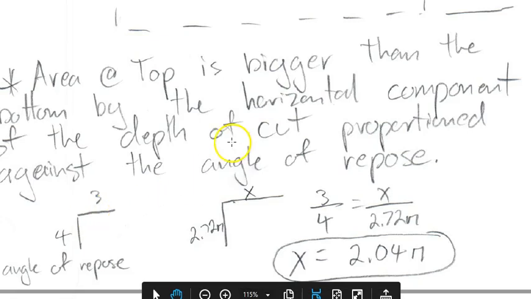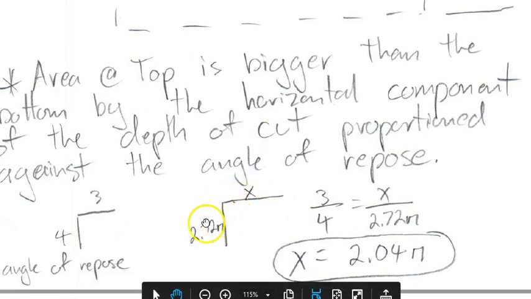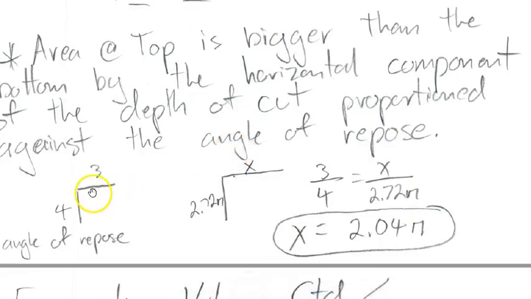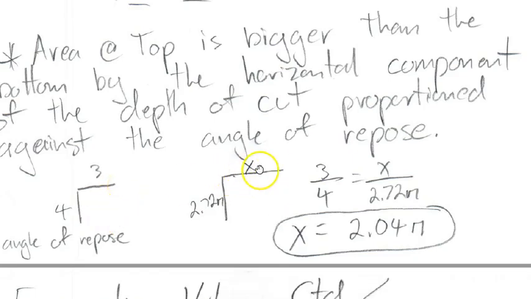So again, our ratio and proportioning comes into play. I'll just read this out for you. The area at the top is bigger than the bottom by the horizontal component of the depth of cut as we proportion it off against our angle of repose. I hope this makes sense. So if you can see here, we can actually proportion these two off just like they would be a triangle. We need to figure out the actual horizontal amount that the top of the hole is going to be wider than the bottom of the hole.